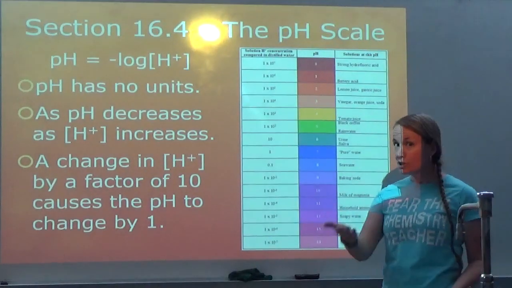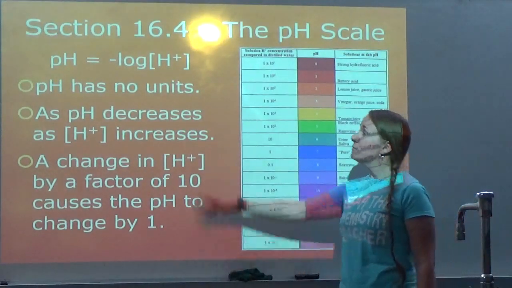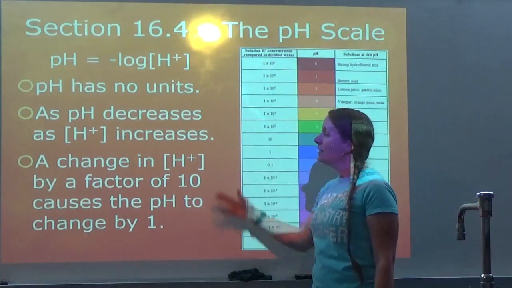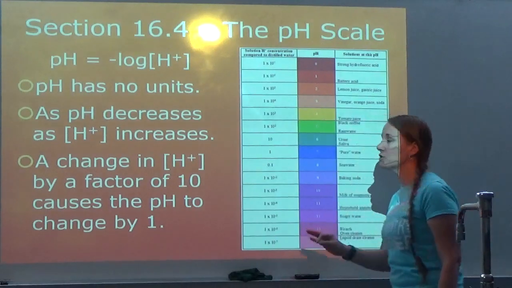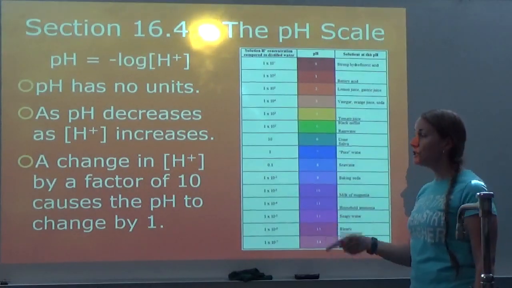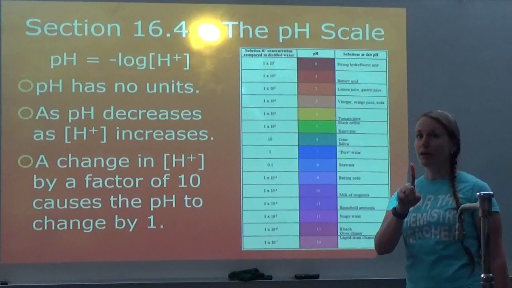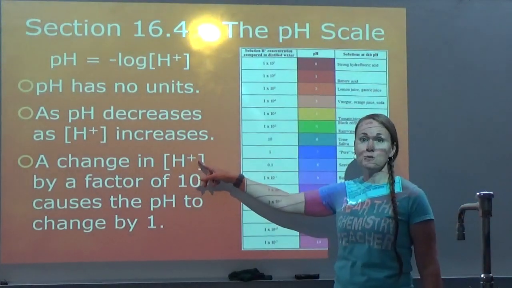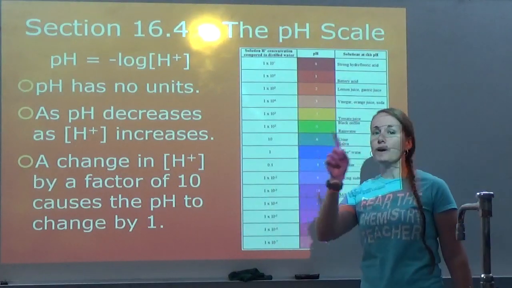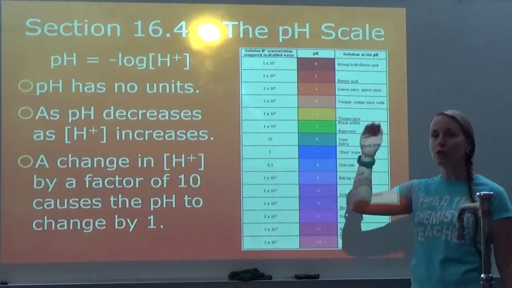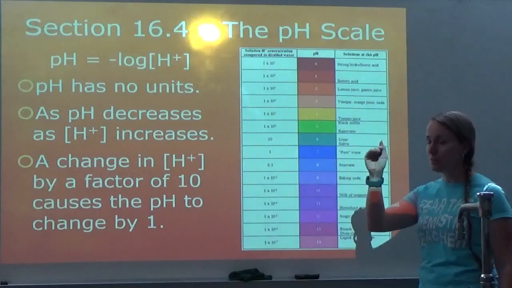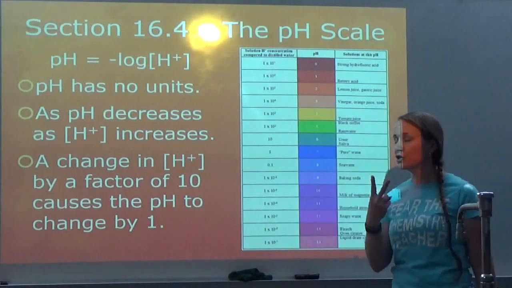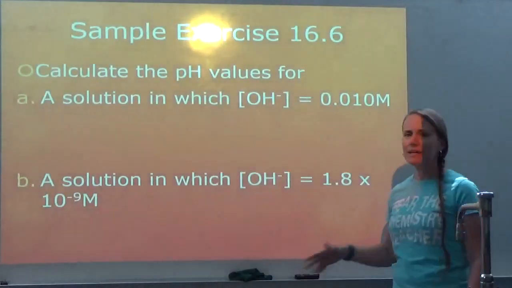pH has no units, just like pOH has no units. As pH decreases, your H plus increases. A change in H plus by a factor of 10 causes a change in pH of 1. So if I increase the concentration of H plus by 10 times, that will change pH by 1 unit. It might go from 2 to 3, or 4.5 to 5.5. An increase of 100 times would change the pH by 2 units.